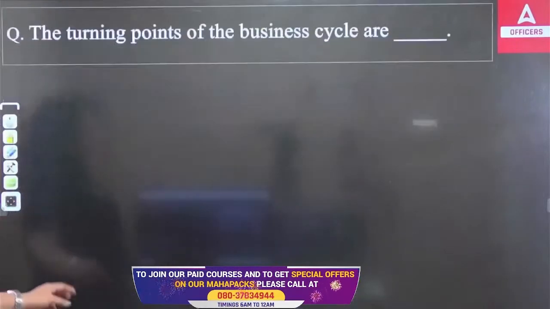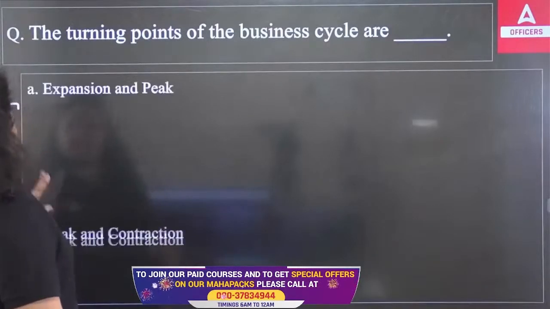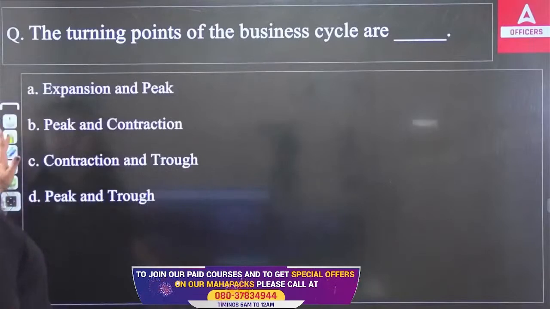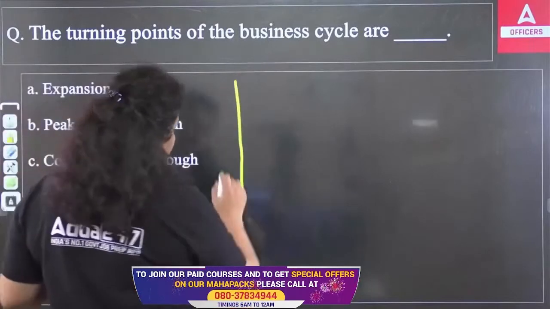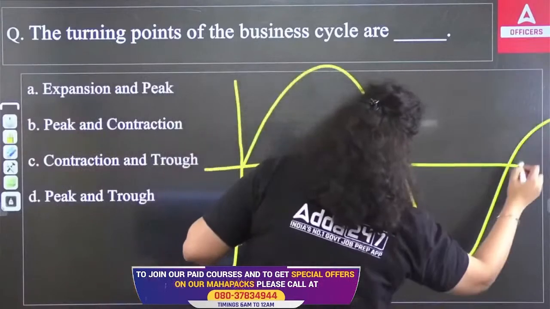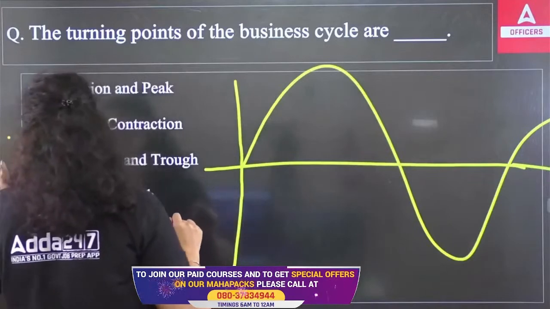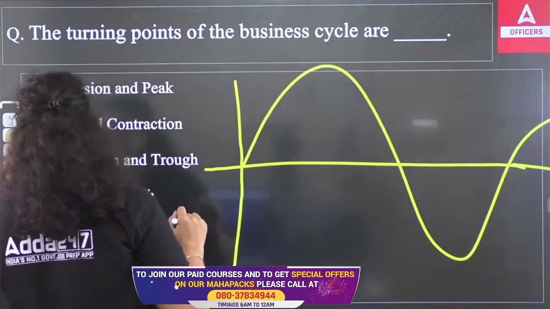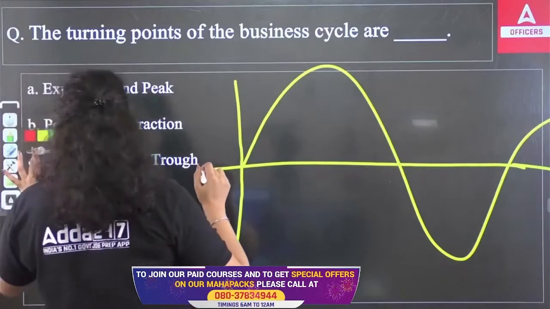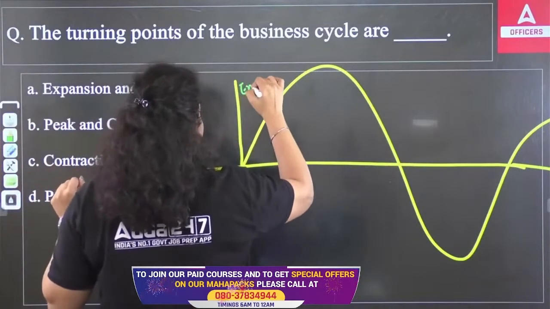Next question we have: the turning points of business cycle are. The business cycle I have shown you, I will write it again here. So this is the business cycle. Now, which situation will come where? Let me tell you first. First situation, this period will be known as expansion. This is expansion, where your economic activities are expanding.